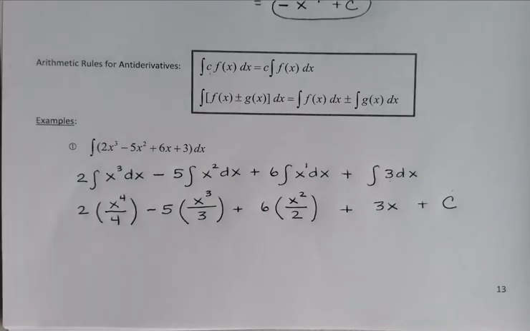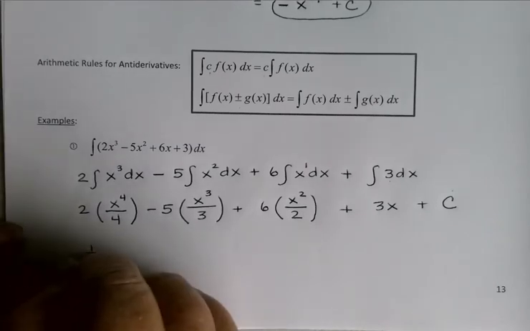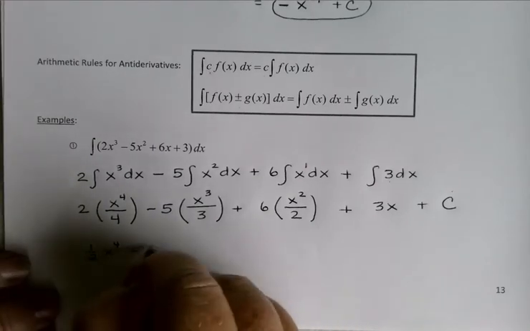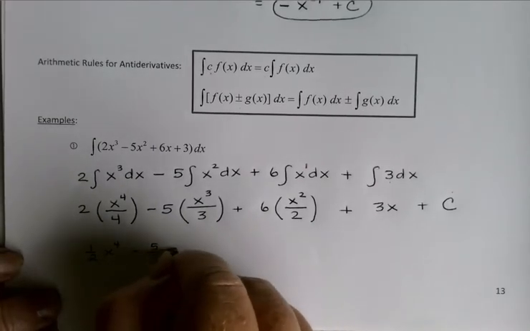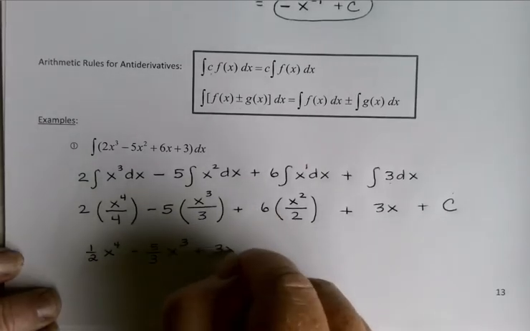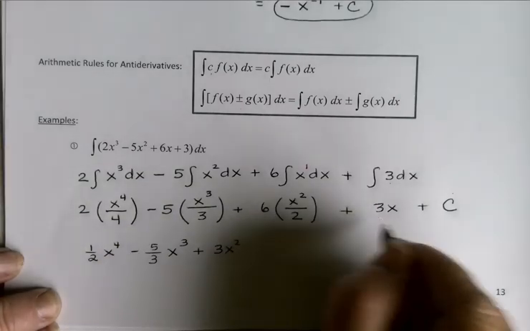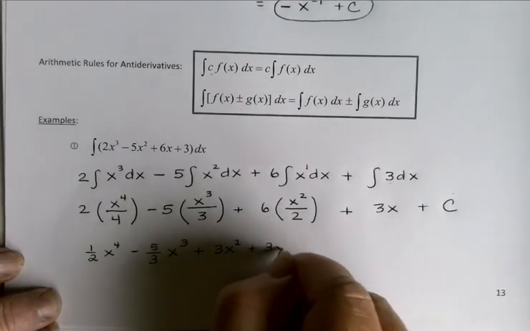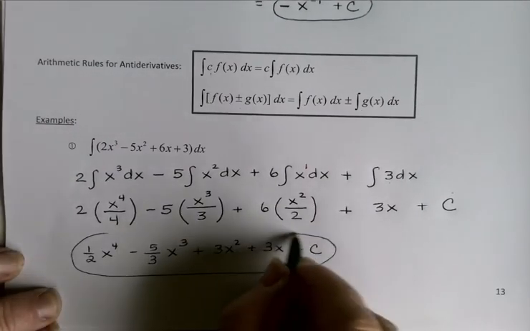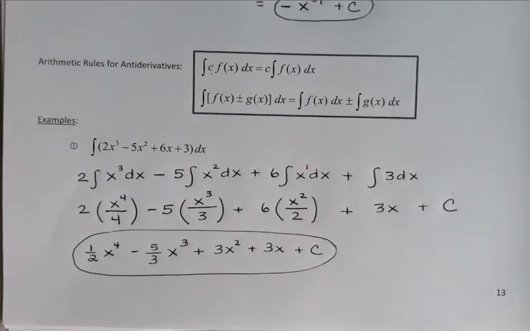All right, we're going to clean up the arithmetic a little bit, but basically we're done. I've got 1/2 x to the 4th minus 5/3 x cubed plus 3x squared plus 3x plus c. And there we go. There's the whole antiderivative. All right, let's try a couple more.